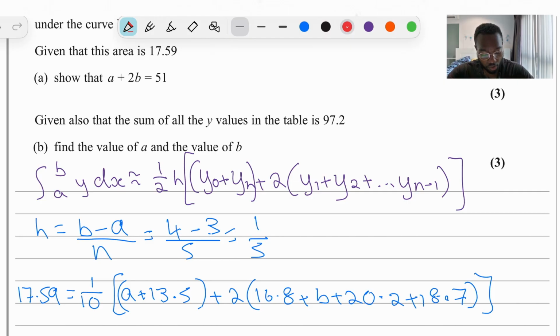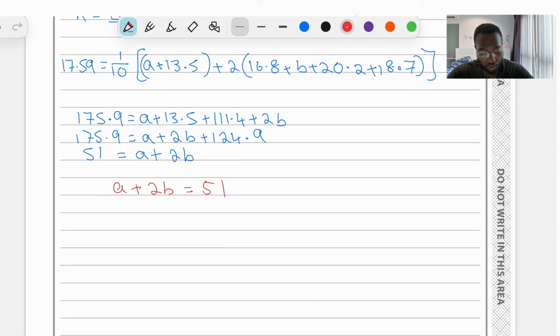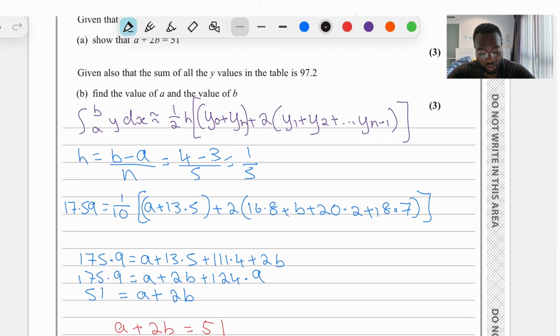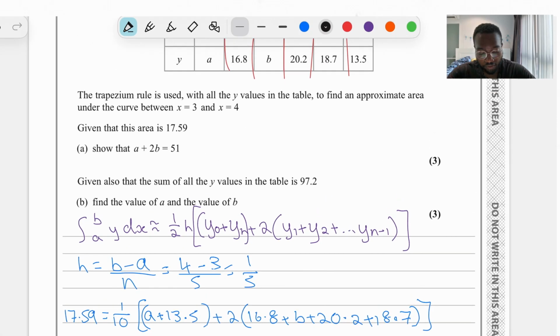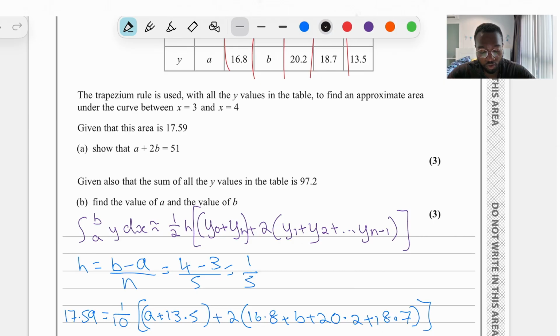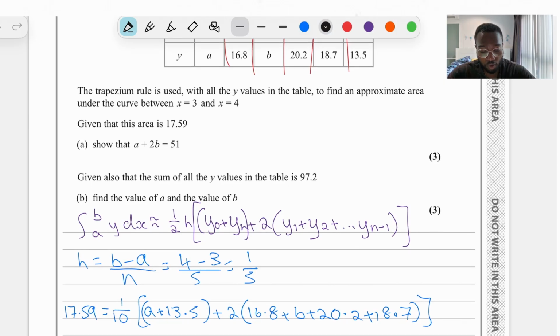Okay, so in that case, we already have this equation, a plus 2b is equal to 51. So that can be one equation. To find the second one, fairly simple. We just need to add all our values in that table together and equal it to 97.2. So if we add up the 16.8 plus the 20.2 plus the 18.7 plus the 13.5, then what do we get?